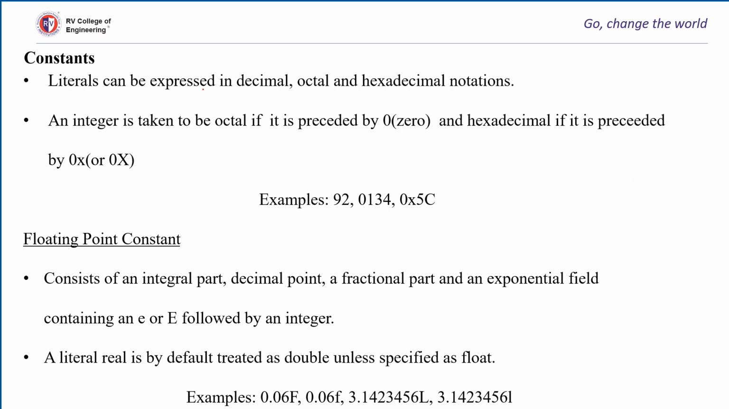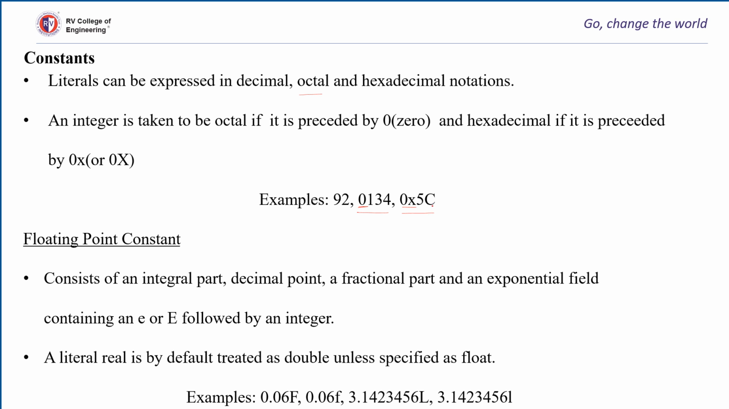Literals can also be expressed in decimal, octal and hexadecimal notations. Now how to differentiate between the decimal, octal and hexadecimal notations? If a number is preceded with 0, it means it is an octal literal. If it is prefixed with 0x, it means it is a hexadecimal literal.